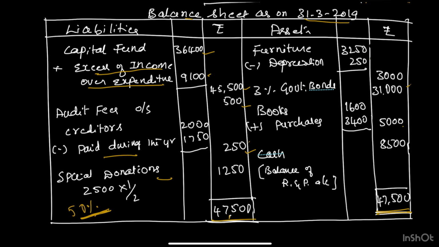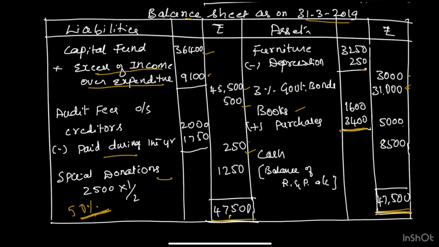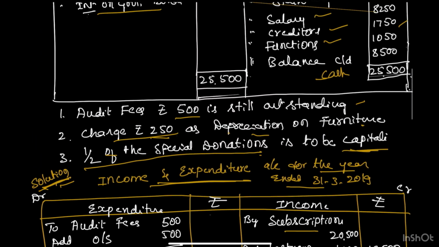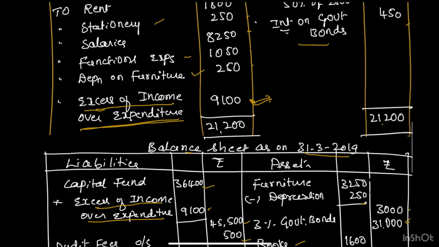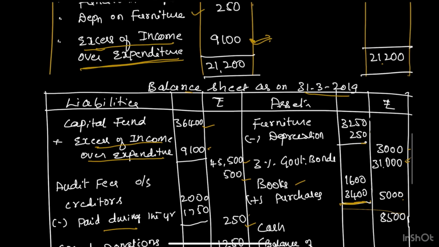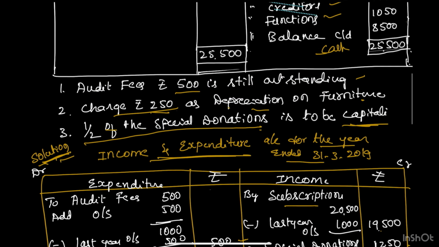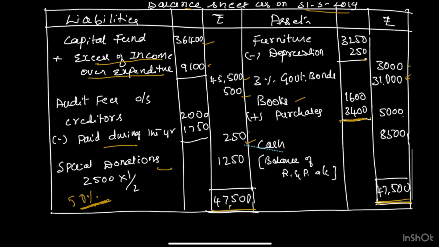On the asset side, furniture, which we had earlier, minus depreciation during the year, 3,000. The 3% government bonds, as given in the balance sheet, are taken. Books, additional purchases done during the year, given on the payments side. Look here, purchases of books 3,400, so that is taken on the asset side. And the cash balance, as given in the receipts and payments account, 8,500, is also taken here. Then we make a total of this.